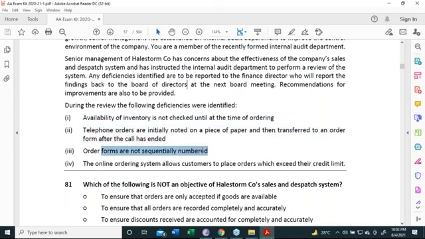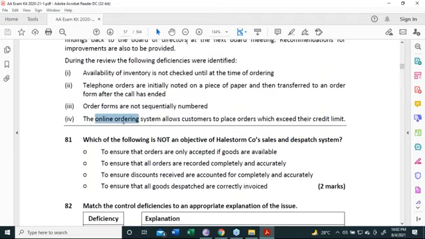Order forms are not sequentially numbered. You all know what happens then. The online ordering system allows customers to place orders which exceed their credit limit. That's very bad. That could lead to bad debts.